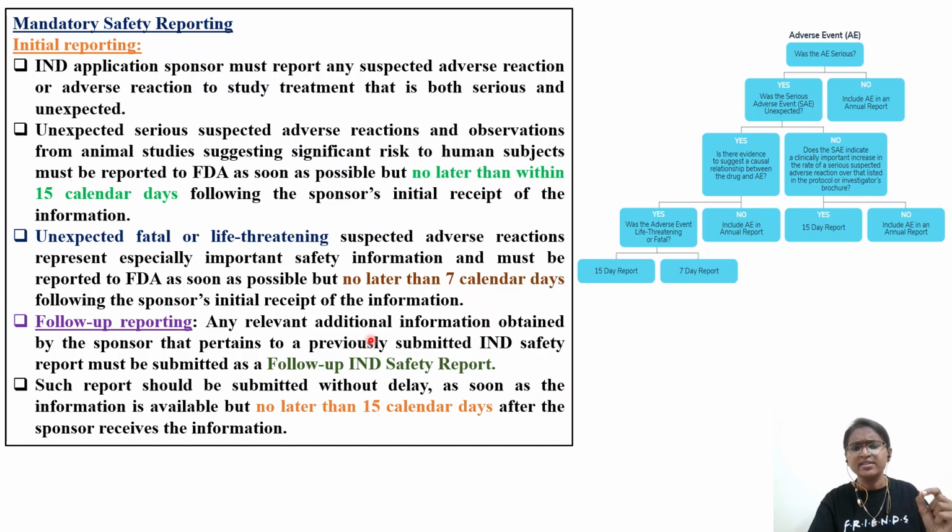Follow-up reporting: any relevant additional information obtained by the sponsor that pertains to a previously submitted IND safety report must be submitted as a follow-up IND safety report. After initial reporting, if some additional things are found, then you have to mention them in the follow-up IND safety report. Such a report should be submitted without delay as soon as the information is available, but no later than 15 calendar days after the sponsor received the information. So immediate reporting is very, very important when you're doing a trial.